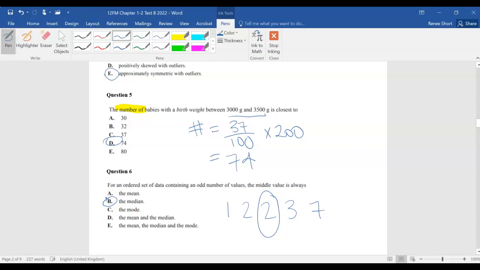A few people said it is the mean and the median, but that wouldn't be true because any of these numbers could be an outlier that might really skew the mean. So we don't know for sure that it is the mean, but we do know that the middle number of an odd number of data is always the median.